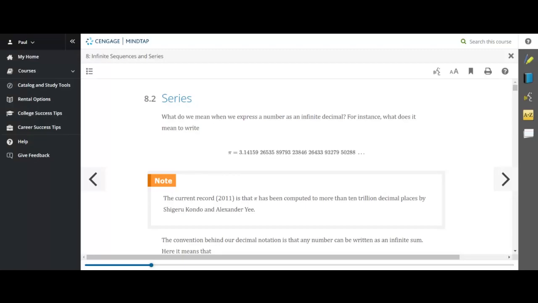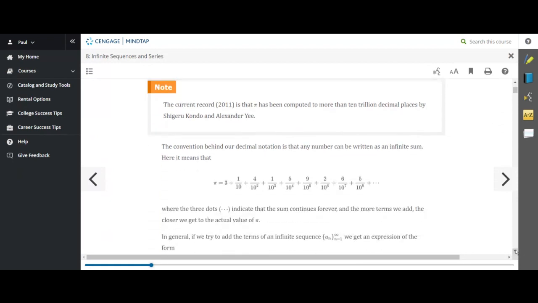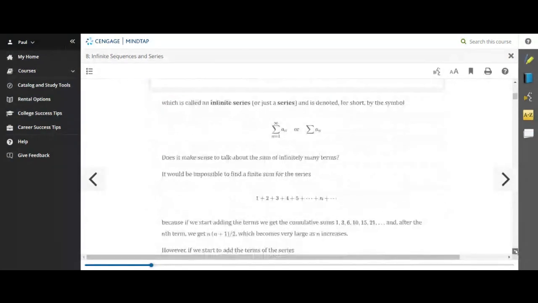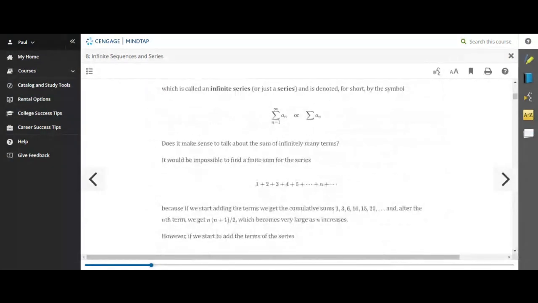Okay, well, you've learned about sequences, and now you're going to learn about series. Let me go down a little bit here. So, an infinite series is when you add the terms of a sequence. A sequence keeps going on and on and on, right? And if you add the terms of the sequence, you get a series.